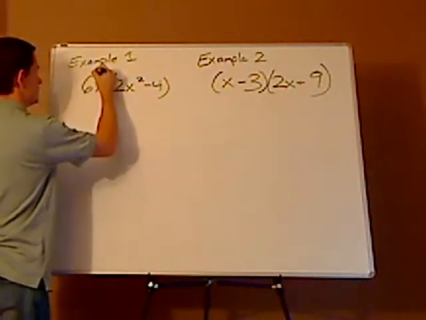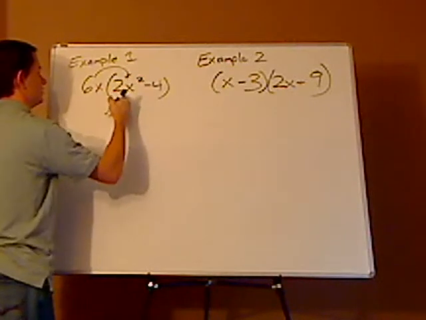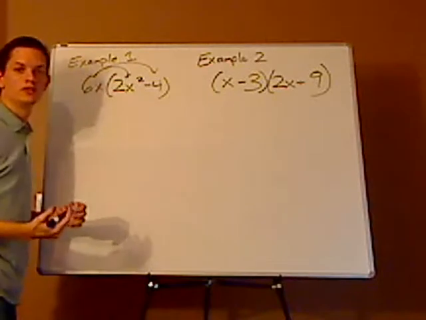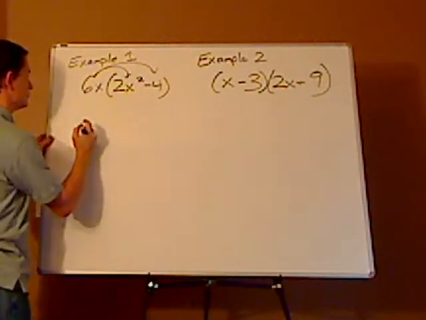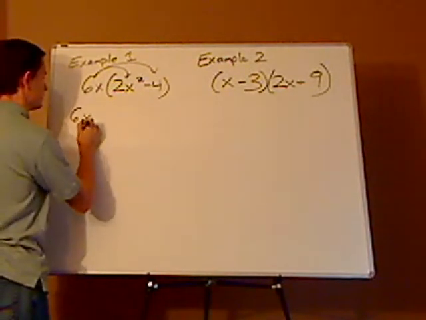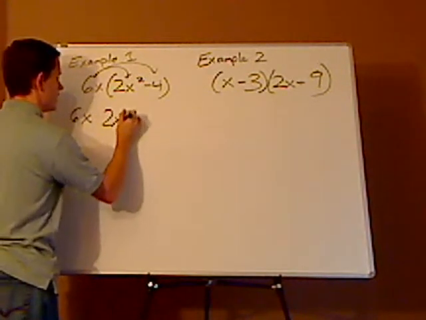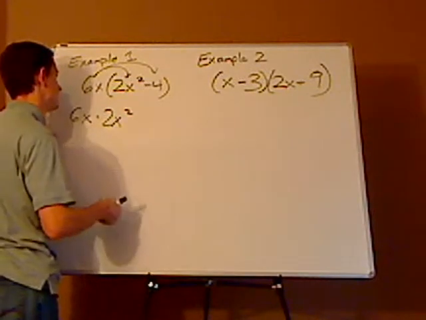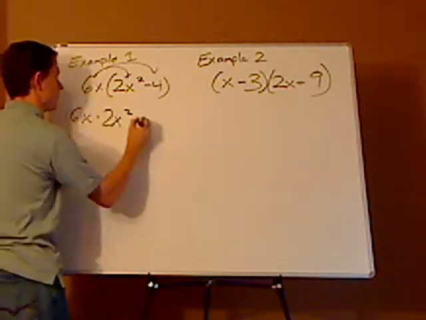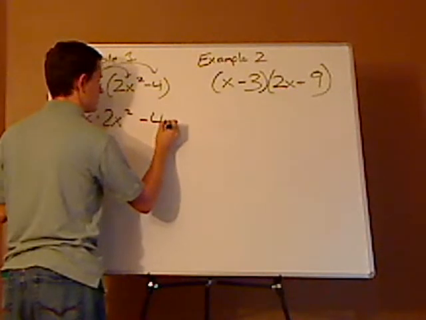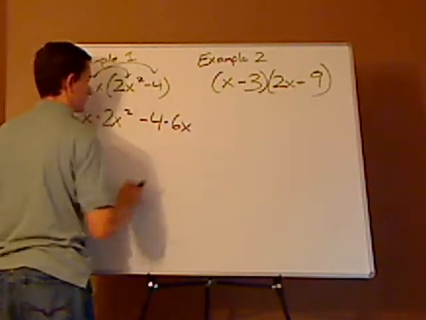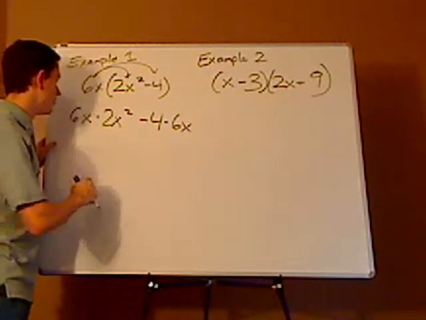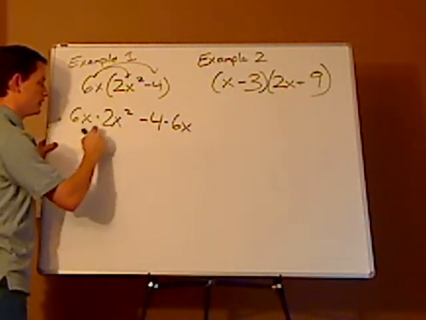So with the 6x, you distribute it to the 2x squared and the 4. Now the distributive property, I'm going to show all the steps here, is multiplication. So you take the 6x times 2x squared, put a little dot there, a raised dot indicates multiplication. So you have minus 4 times 6x. Then you multiply these.